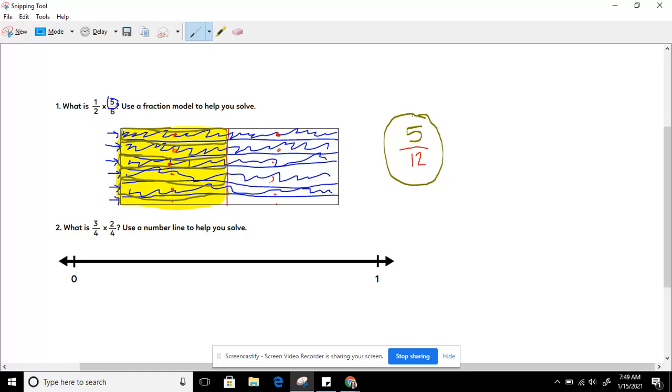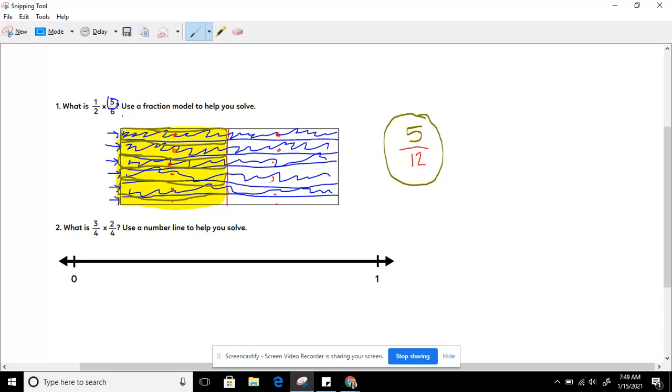Okay. And a quick way you can check your work is multiply across. When you're multiplying fractions, you just multiply straight across. 1 times 5 is 5. 2 times 6 is 12. 5/12. We got the same answer by multiplying across as when we did it in the number model.